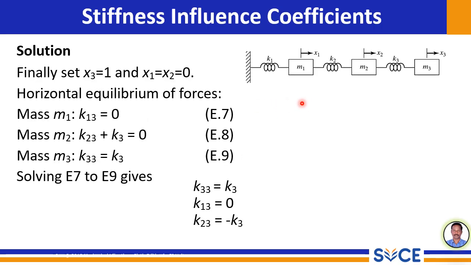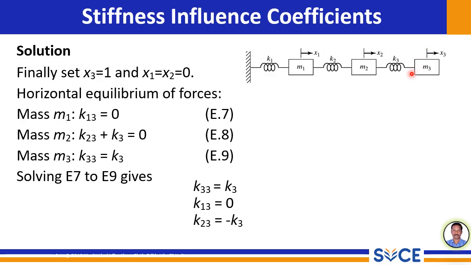Unit displacement at mass 3 means mass 3 is going to be displaced by a unit amount, x3 equal to 1, keeping the displacements of masses 1 and 2 at 0. For mass 1, springs K1 and K2 are neither stretched nor compressed, so no external force is needed. For mass 2, the second spring is neither stretched nor compressed, because no force is acting here. Only the force at M3 is acting.